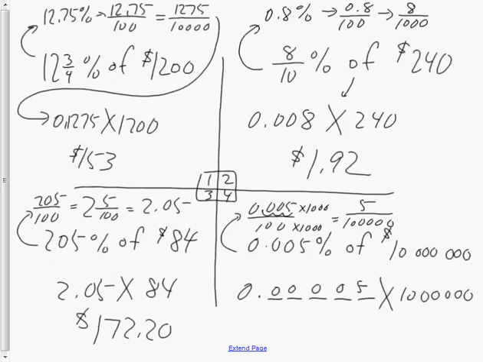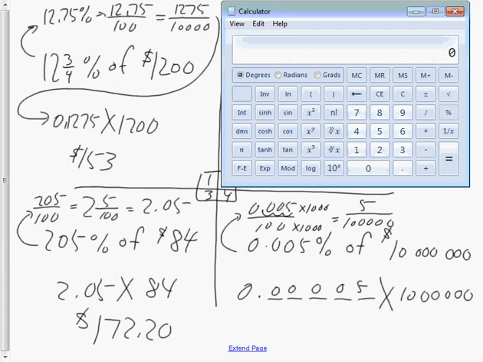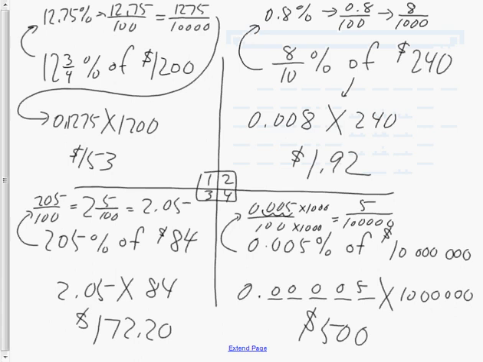So I'm going to take my calculator and go decimal 0.00005 times 10 million. I think that's right, is $500. Okay, so your answer for that last question is $500.